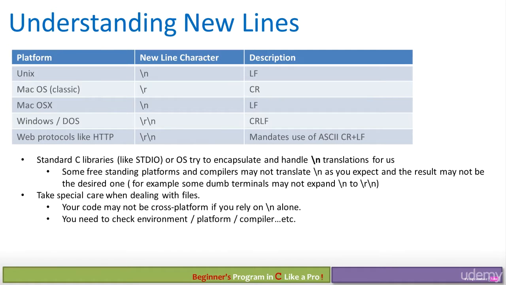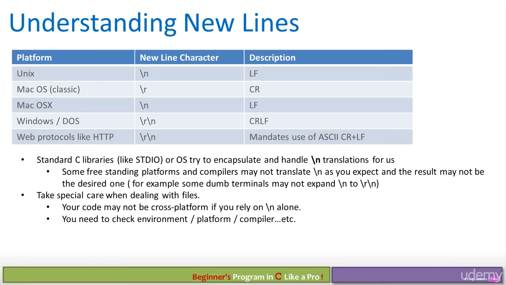The standard C libraries like standard IO, or the OS, try to encapsulate and handle the \n translations for us. However, some freestanding platforms and compilers may not translate \n as you expect, and the result may not be the desired one. For example, some dumb terminals may not expand \n to be \r\n, and then you get all the output on the same line.